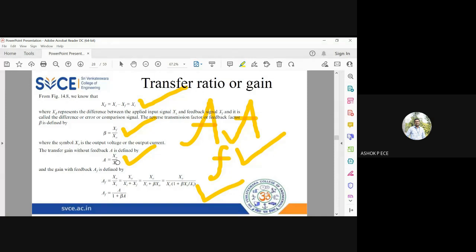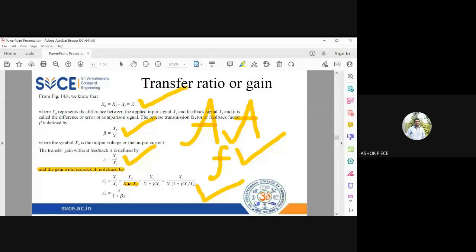I take Xi because I immediately consider what input is going to my transistor amplifier. Gain with feedback AF is given by output by input. Output is X naught, but input is not Xi, input is XS. XS is going to be the source. So X naught by XS. And from negative feedback, XS equal to Xi plus XF. So X naught by Xi plus XF. In the input side, input signal is XS minus XF because out of phase I am subtracting. So from that, XS is going to be Xi plus XF.